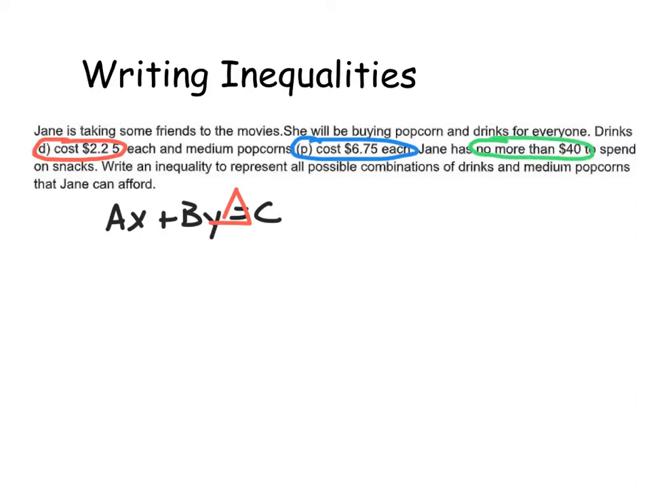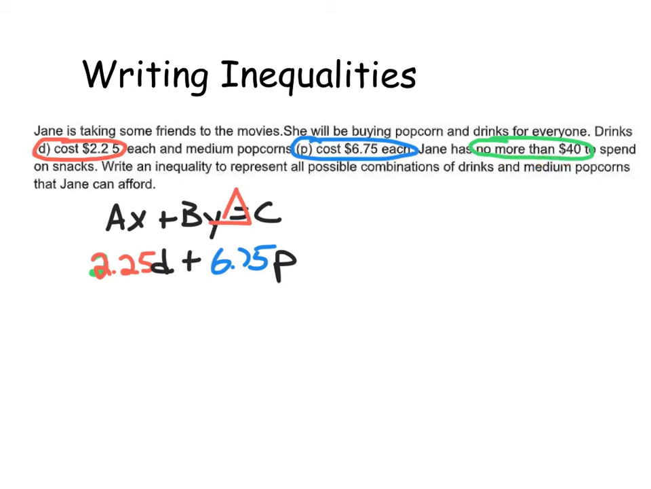All right, so we are simply going to call the drinks D. So we have $2.25 times D plus the cost of the popcorns. So that's going to be P, plus $6.75 times P. And it has to be no more than $40.